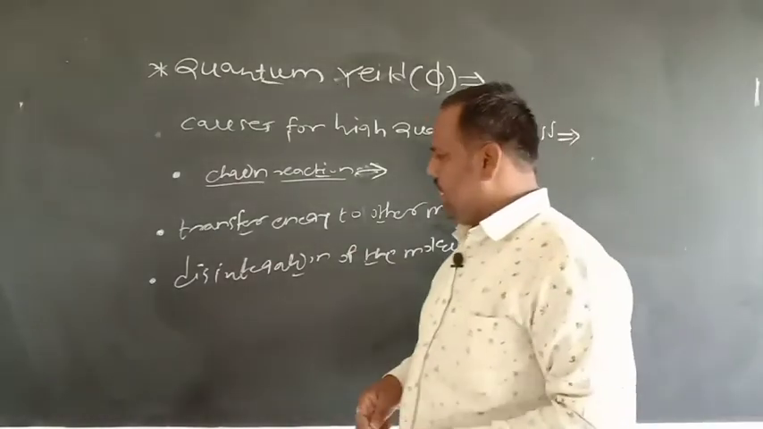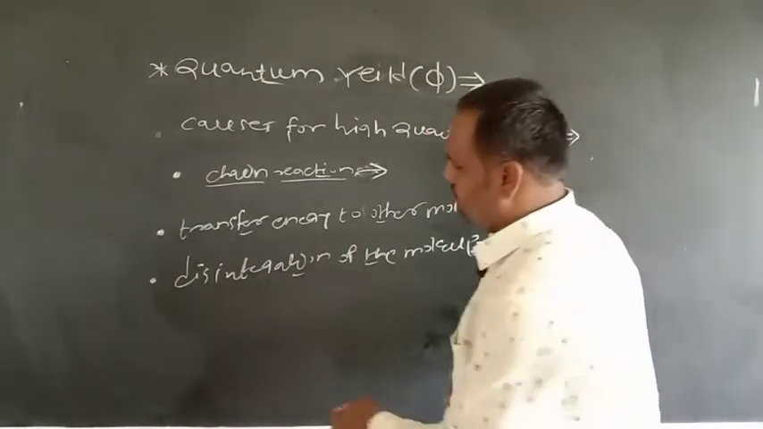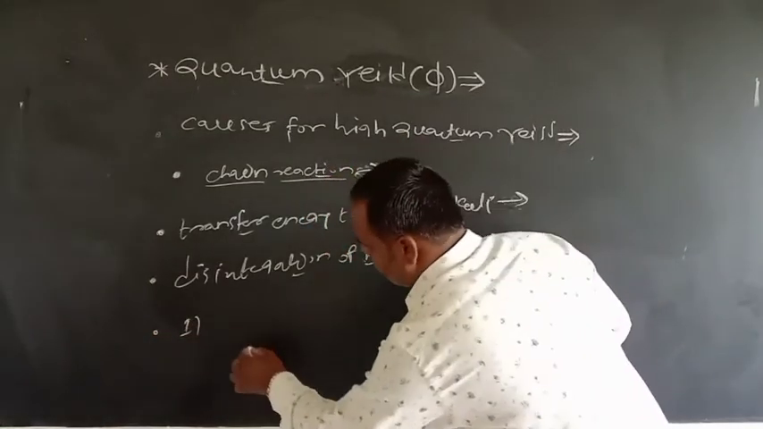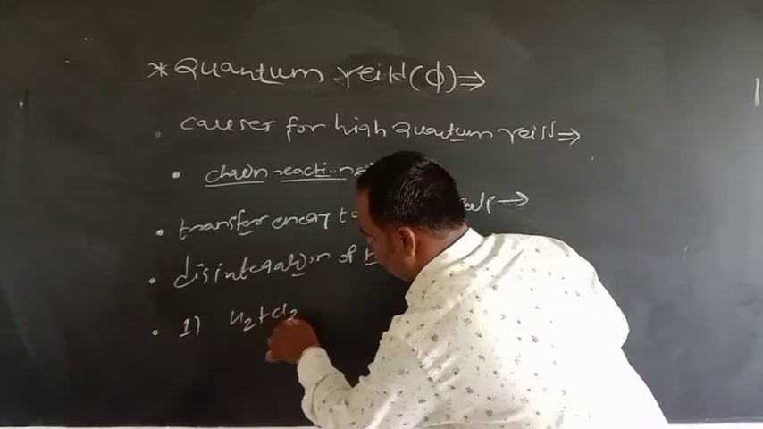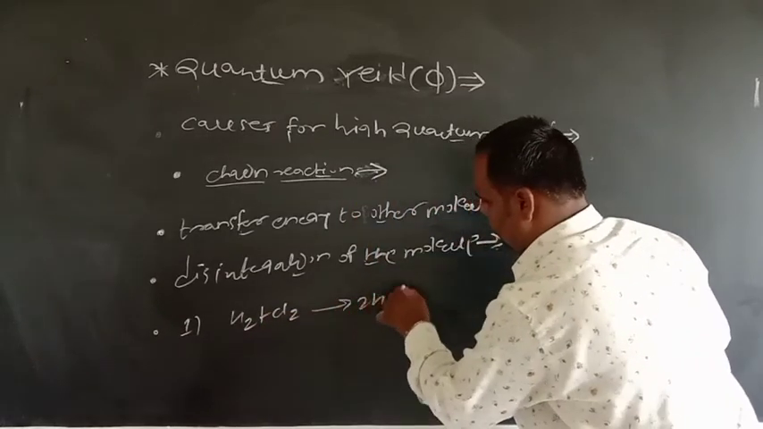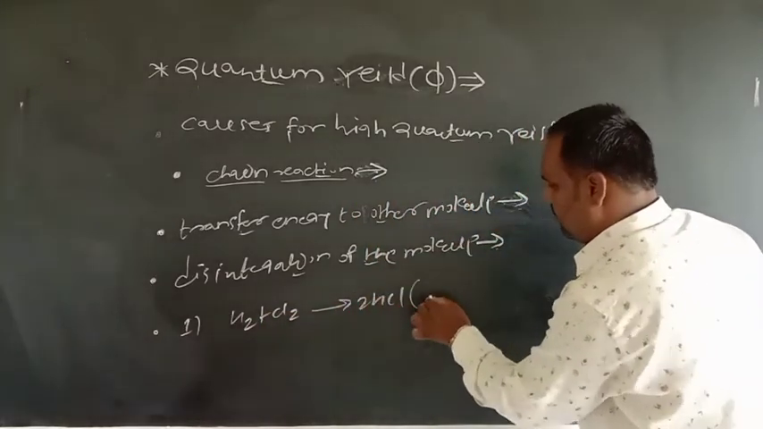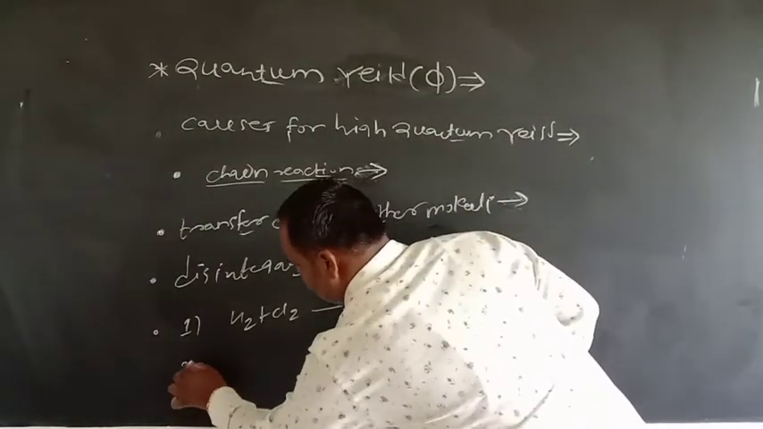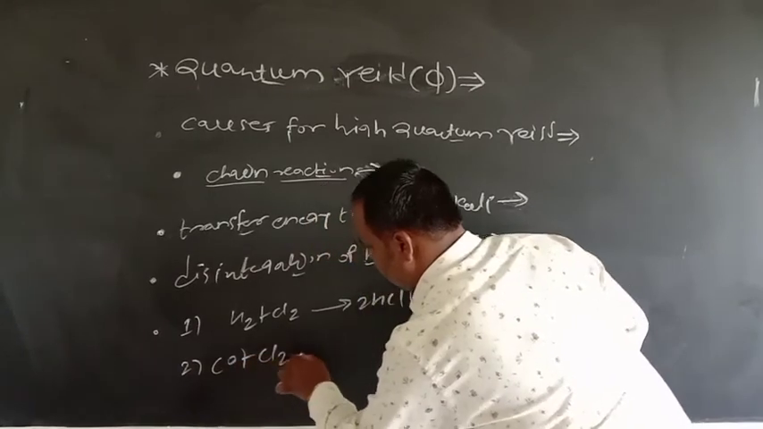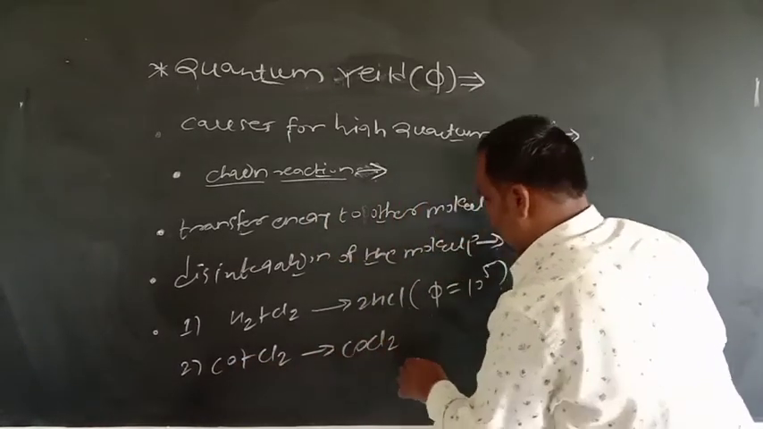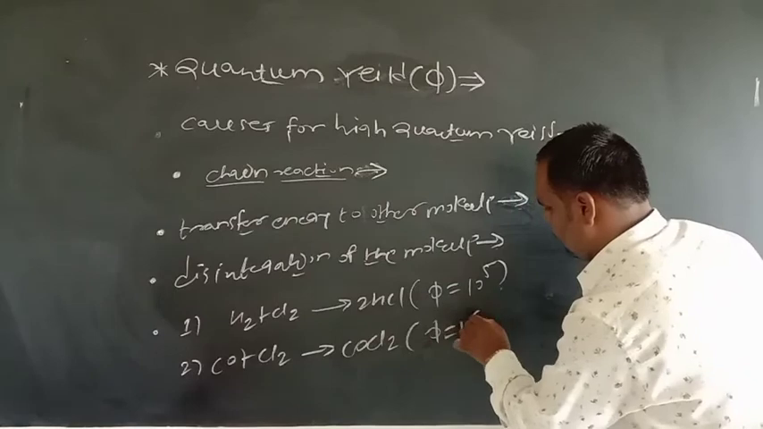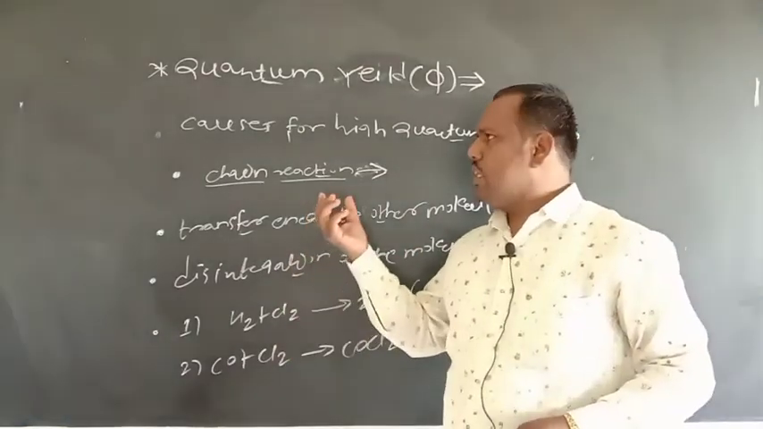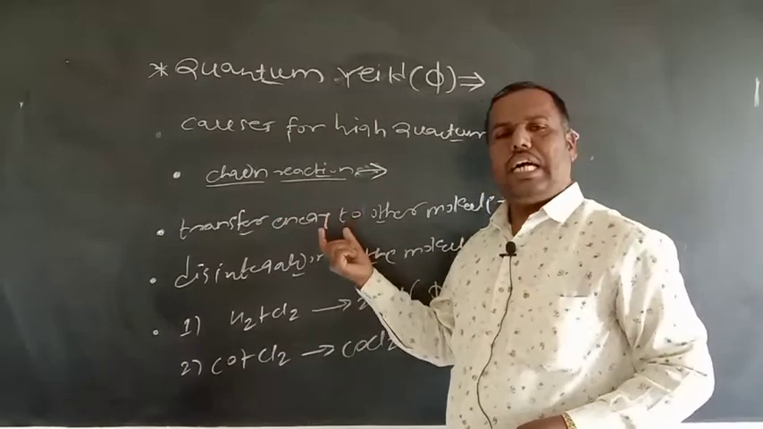If we consider examples of high quantum yield, that is H2 plus Cl2 gives 2HCl. It is an example of high quantum yield, where phi is equal to 10 raised to 5. Another example is CO plus Cl2 giving COCl2. Again, phi is equal to 10 raised to 6. So this is regarding the causes of low quantum yield and high quantum yield.